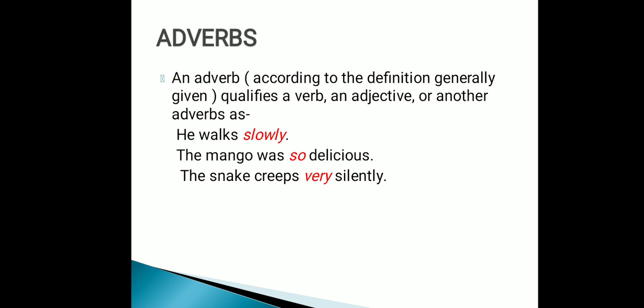Second, the mango was so delicious. Delicious is an adjective here. So here so qualifies the adjective delicious. The snake creeps very silently. Here very qualifies the adverb silently. So we can say that an adverb qualifies a verb like the first example, an adjective like the second example, or another adverb also like the third example.